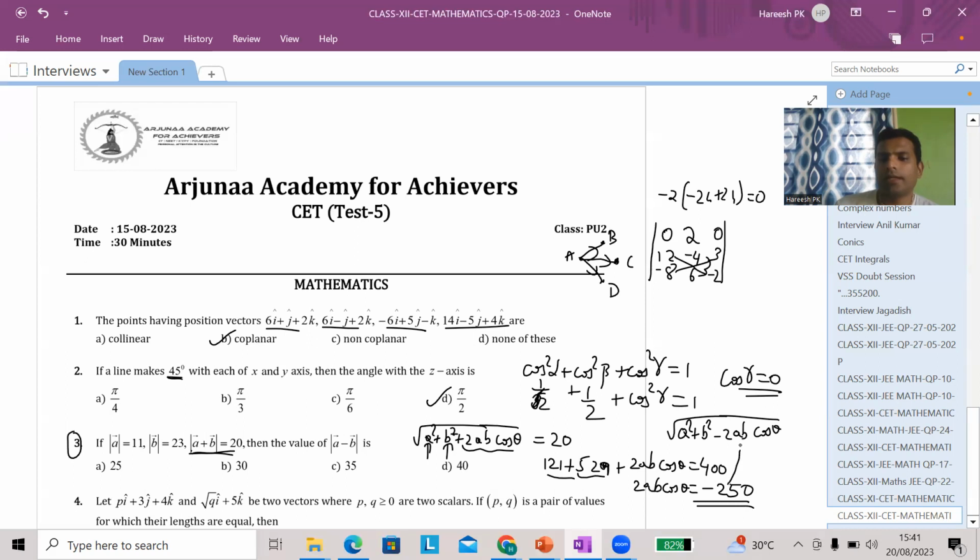So when I substitute that here, minus 2AB cos theta will become minus of minus 250. So it will become 650 plus 250. Right here in this, it was 650 minus 250. Now it's going to become 650 plus 250, which is root 900. So that is 30. So it's an easy question. Next one.